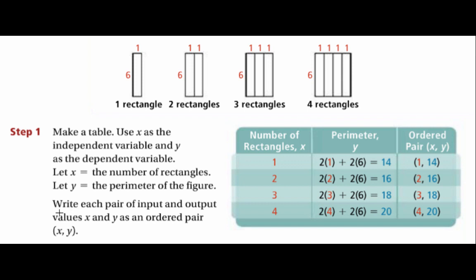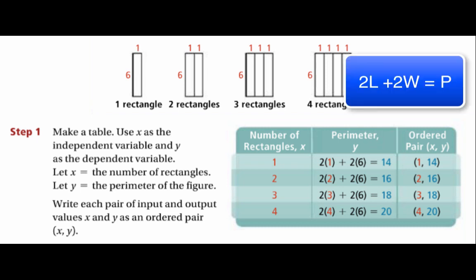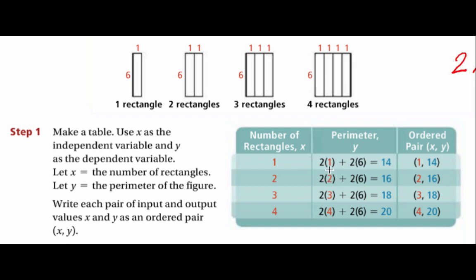So we're going to write each pair of input and output values, x and y, as an ordered pair, x comma y. So here in our table we have our number of rectangles, 1, 2, 3, 4. And the way that we calculate the perimeter is we take 2 times the 1 and 2 times the 6. In general the perimeter of a rectangle is 2 times the length plus 2 times the width equals perimeter. So whether we call the 1 the width or the length is irrelevant here. We're just going to multiply 2 times the 1, the side length of 1, and 2 times the 6.